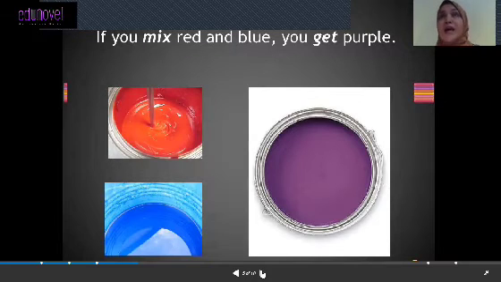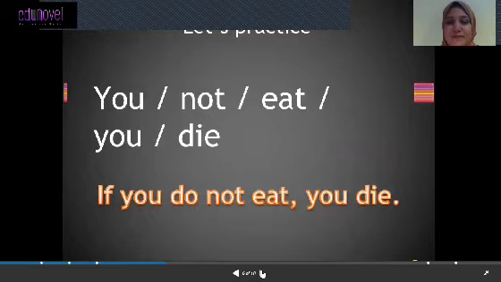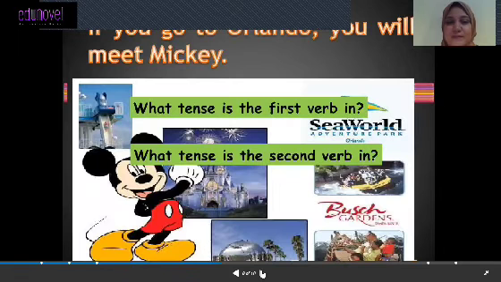So what about the first conditional? We call it the conditional of possibilities. What does it mean by possibilities? Where everything can happen. So let's see. If you go to Orlando, you will meet Mickey. What's in Orlando? It's like Walt Disney city there. So what tense is the first verb and what tense is the second verb?